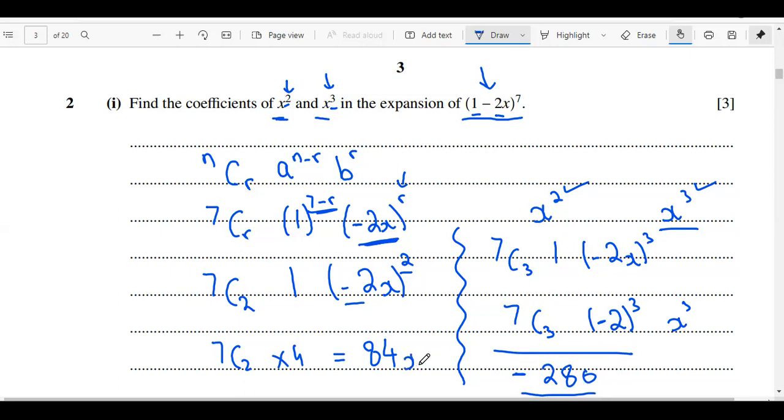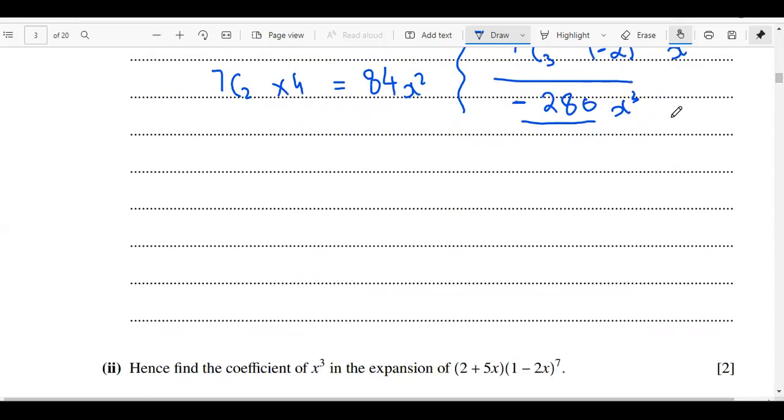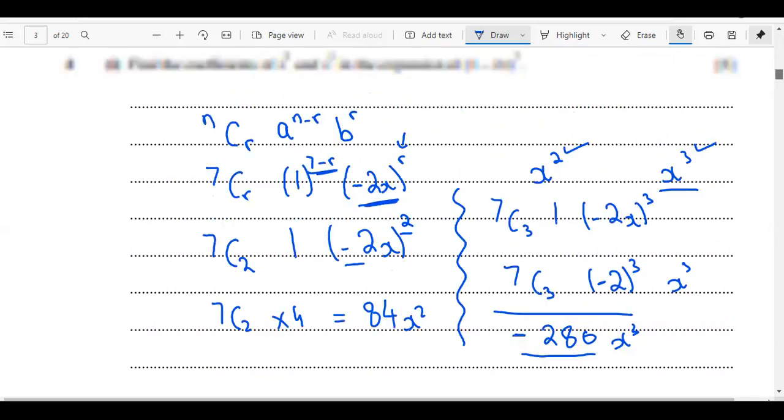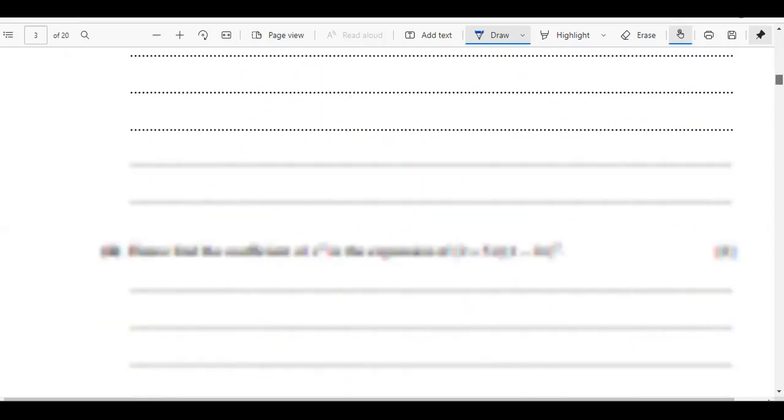Never ever write down x squared and x cubed because the examiner just asked you about the coefficients. If you write the answer wrong, you would not get that mark. Okay, did you understand this? Both of you? Yes, ma'am. Okay, very good.